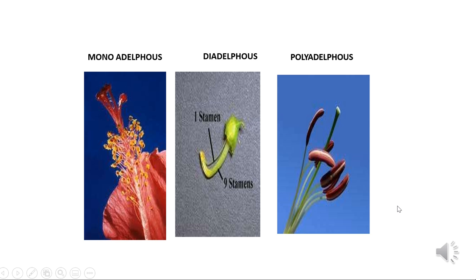I told you that when stamens are united together in varying degrees, they may be united into one bunch, that is monoadelphous. Example is China rose. You can see in the diagram. And if there are two bundles, they are called diadelphous, meaning one separate and nine fused together, as in pea. You have to learn the examples very well. And into more than two bundles, it's called polyadelphous. Example is citrus.